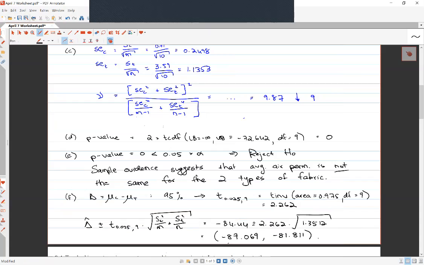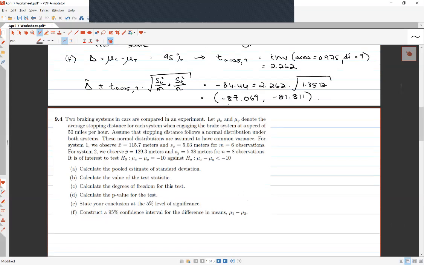Now, this is the kind of horrific version of the problem, only because of the degrees of freedom calculation. That's a rather tedious thing to do. So let's look at the kind of more friendly way in which a problem like this could show up.